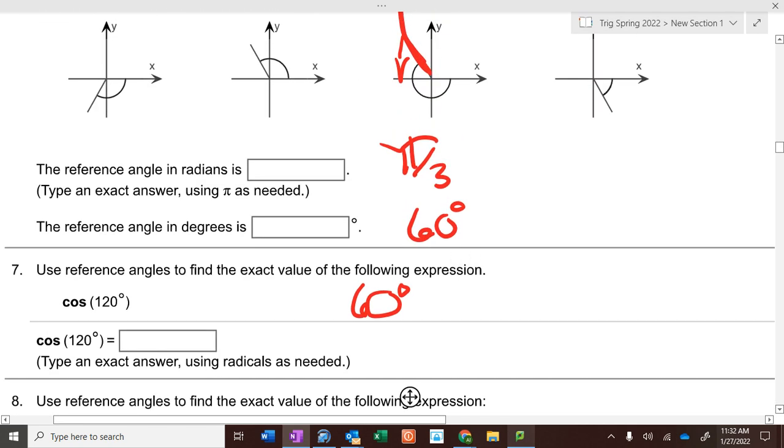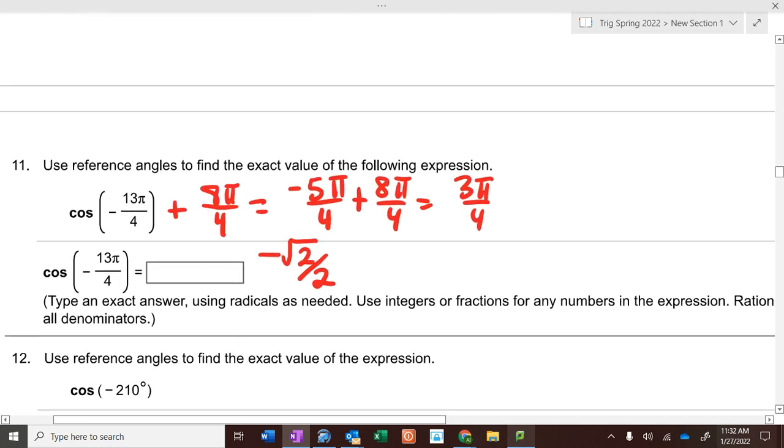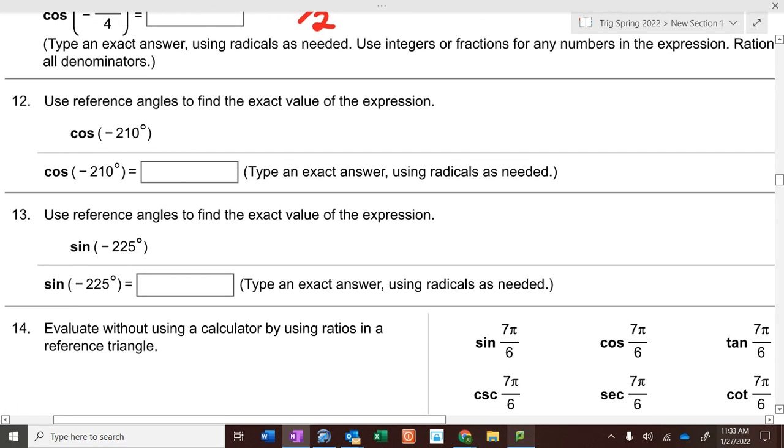And so here, the cosine of 120, they didn't want the reference angle, they wanted the cosine of 120, which is actually 1/2 with a negative, right? So, all right. Got those fixed. All right.